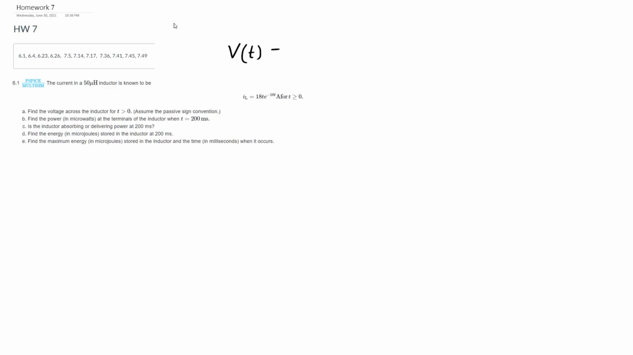It's going to be the inductance times the derivative of the current with respect to time. So our inductance is 50 microhenry, I believe. Let me check. Yeah, 50 microhenry. If we take the derivative here, it's going to be a product rule because of this little t right here. So don't just do negative 180 e to the minus 10t, because there's a t in between them. You have to use the product rule.